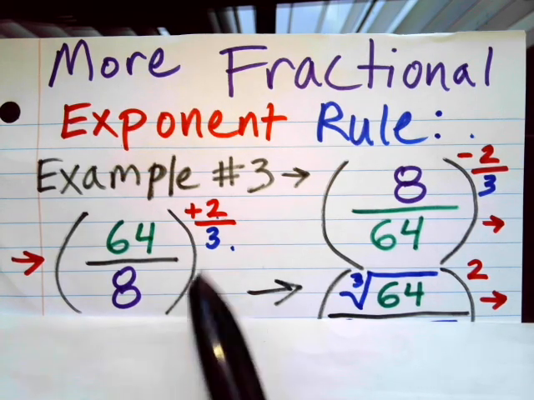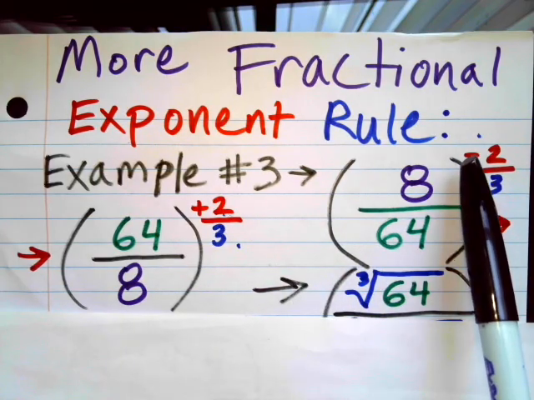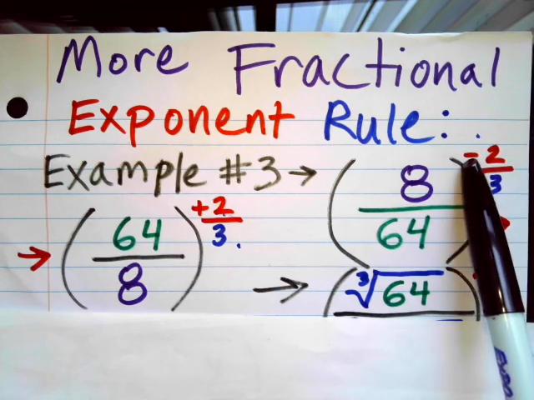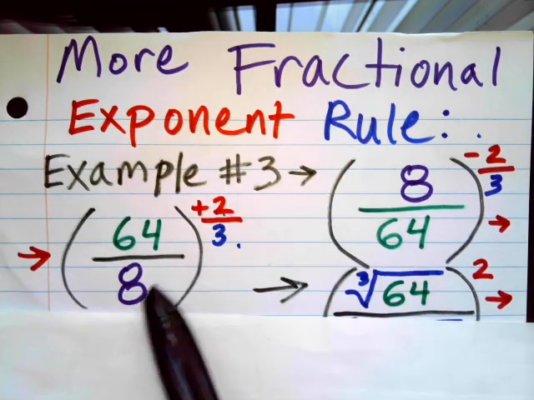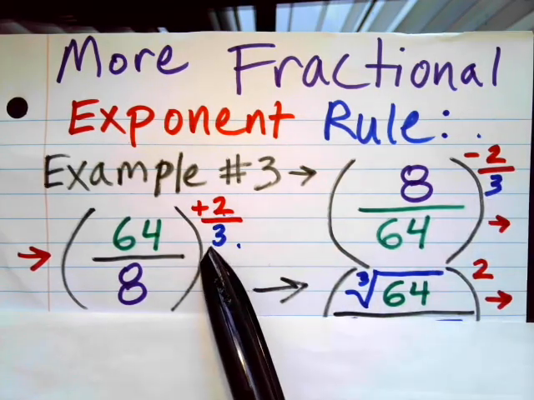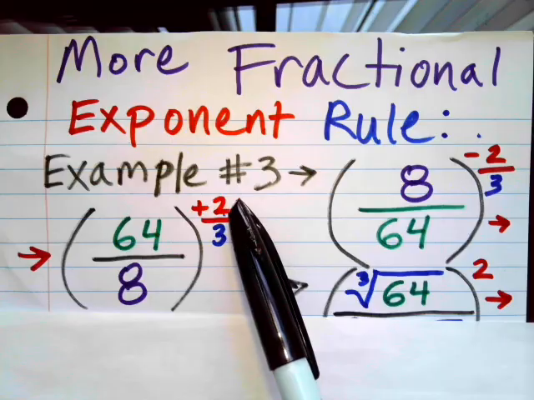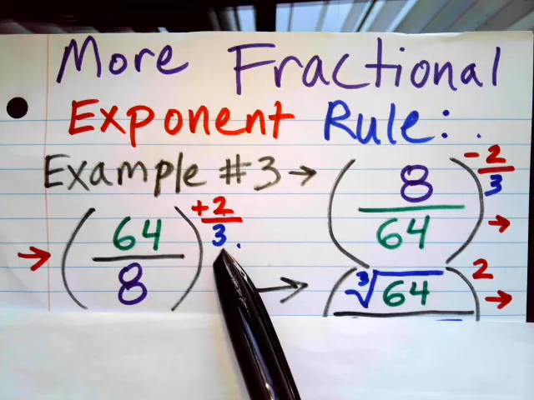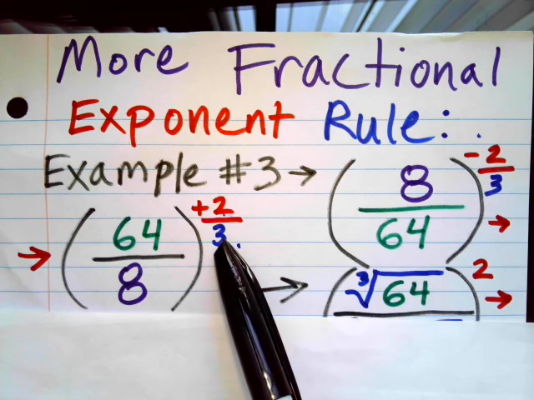All right, example number 3, moving right along. We have 8 over 64 raised to the negative 2/3 fractional exponential power. So remember, I want to change that negative into a positive, which means I flip this fraction. 64 is on top, 8 is now on the bottom. That makes the negative 2/3 a positive 2/3 exponential power. So moving forward, as a reminder, the 2 is your power. The top part of the fraction is the power, and the bottom portion is your root. Here it's a cube root.